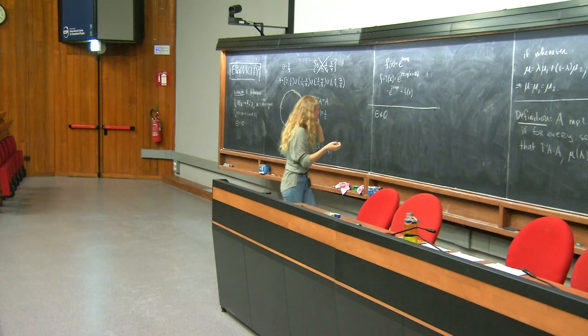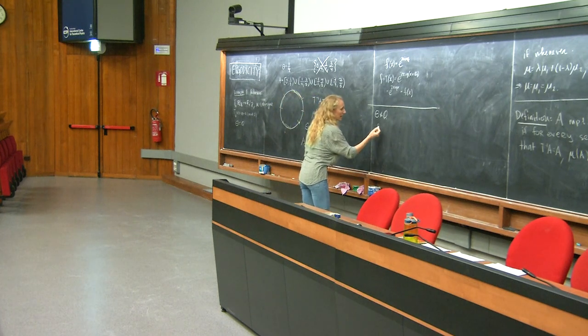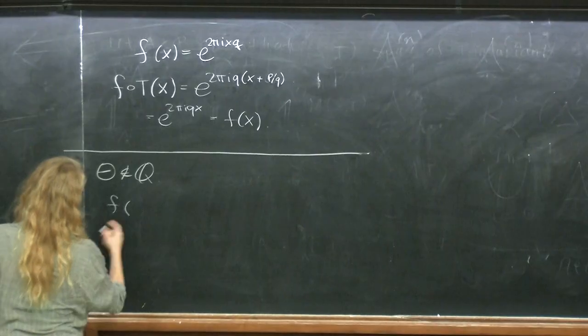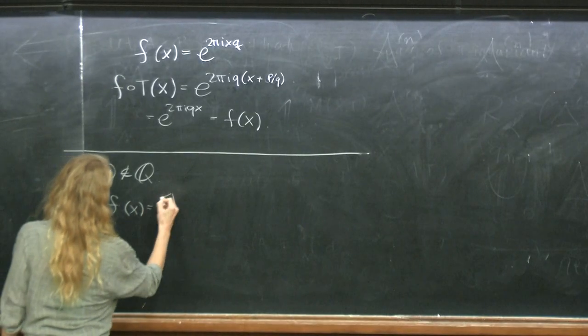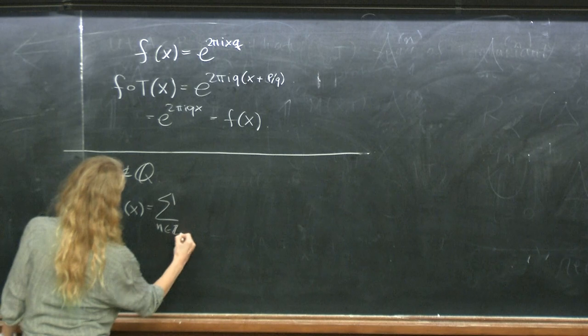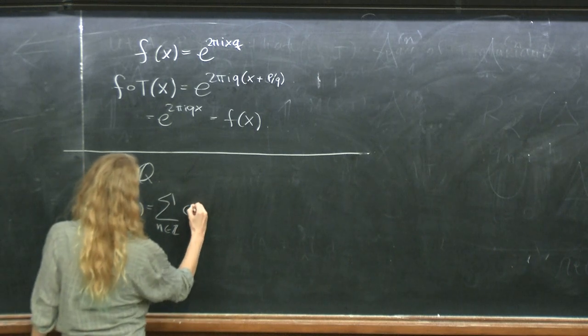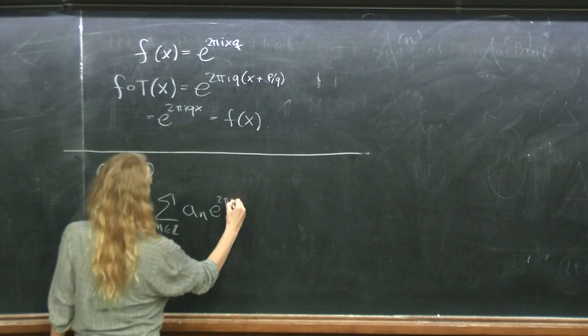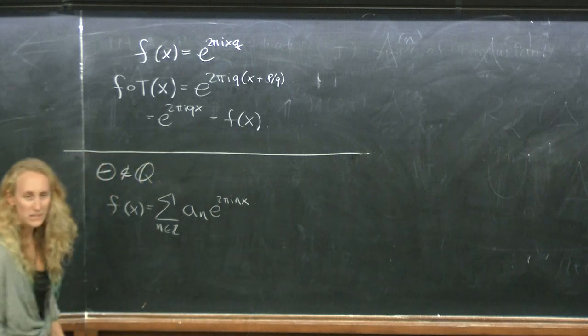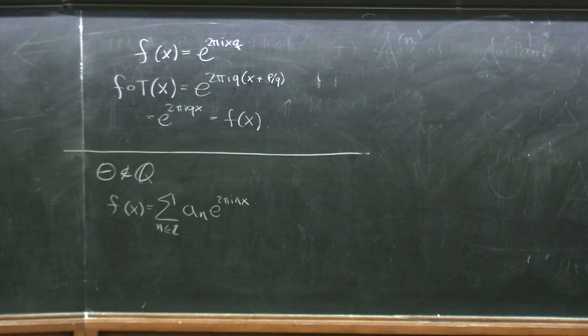So I'm going to take f of x here. I can write it as the sum over n in Z of a_n e to the 2 pi i n x. So it'll look something like this. So this is a way that I can represent my function.